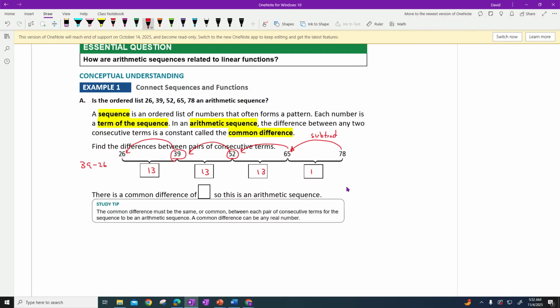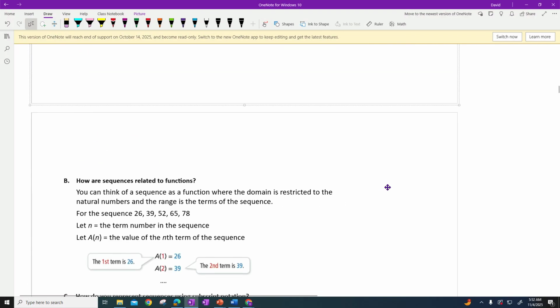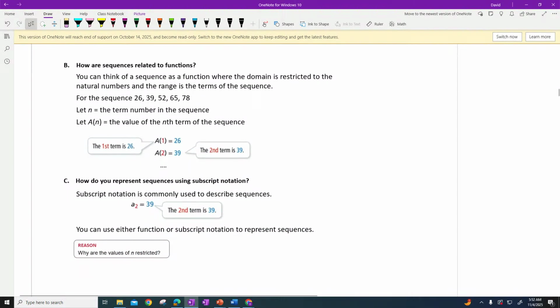Okay, and we get 13 all the way, and so there is a common difference that we're going up by 13s every time. So you see in the arithmetic sequence on the explicit formula, we needed to know the D and the first term. Now, here's something they talked about, and I want to highlight this. You can put a box around it.